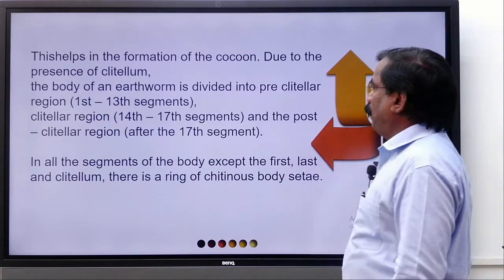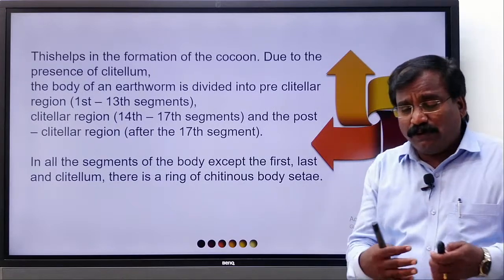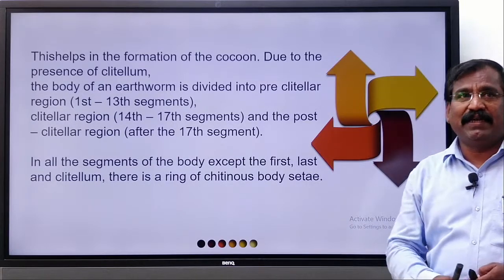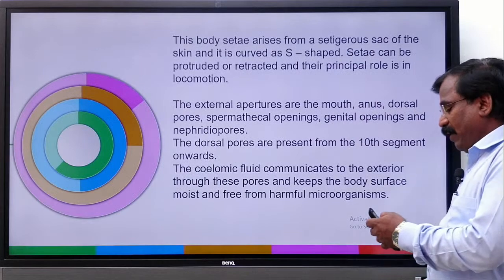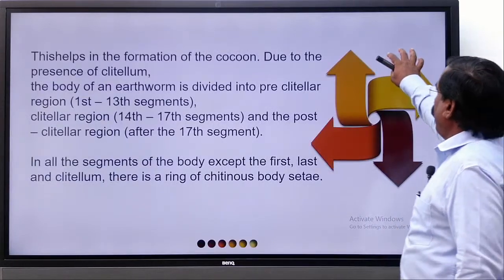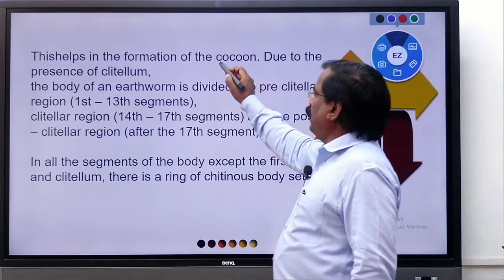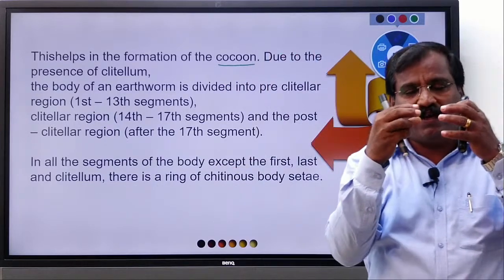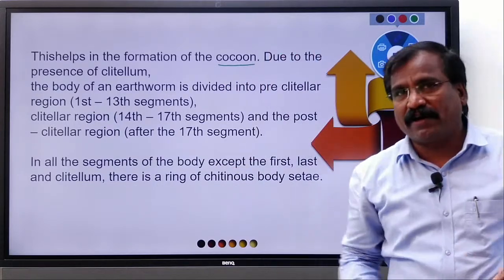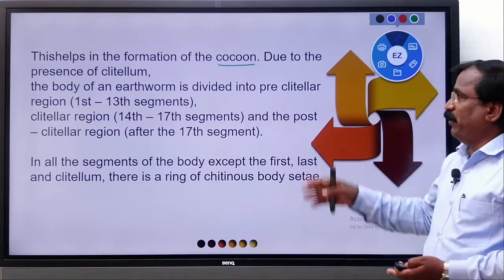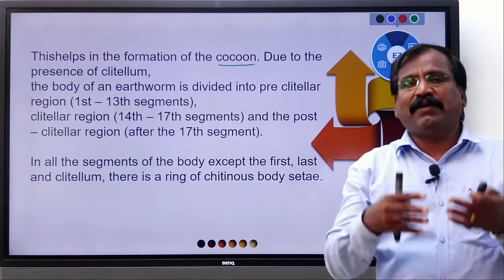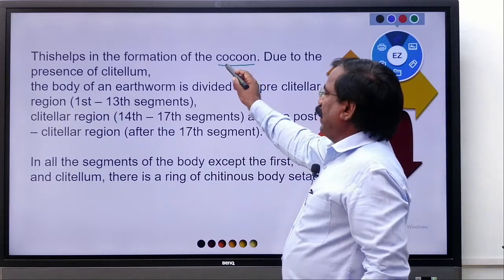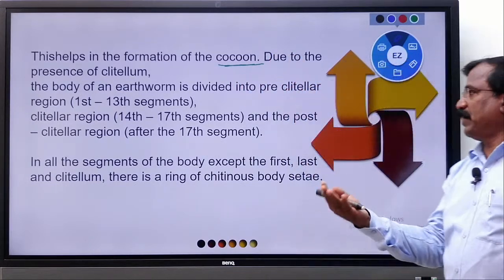What is the use of the clitellum? For now, just know the name alone; we are going to discuss reproduction in detail later. It is helpful for the formation of the cocoon. At the time of reproduction, the inside contains the fertilized egg, and it is used for cocoon formation. We will discuss that in detail in reproduction; we don't need to discuss it now.